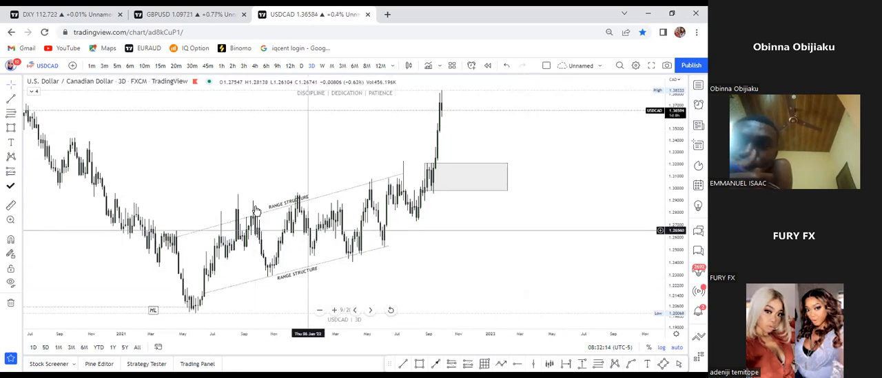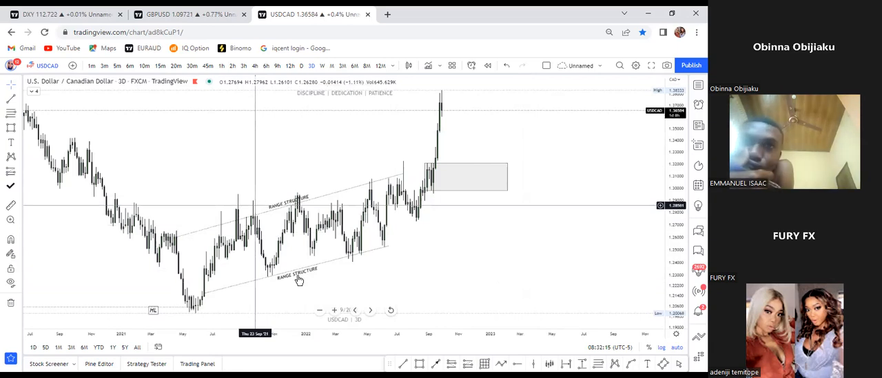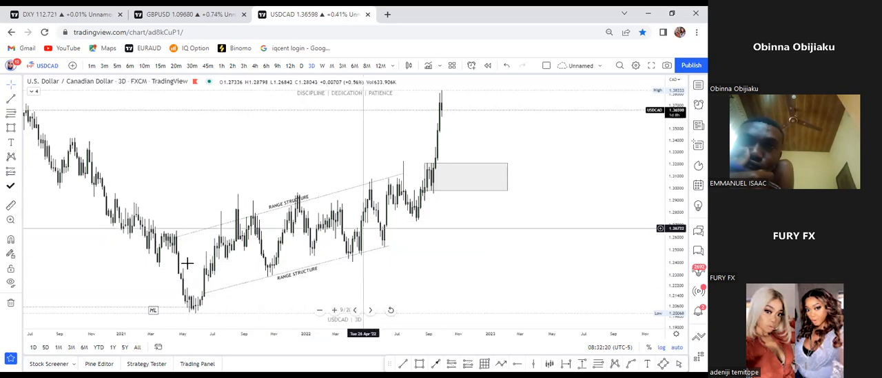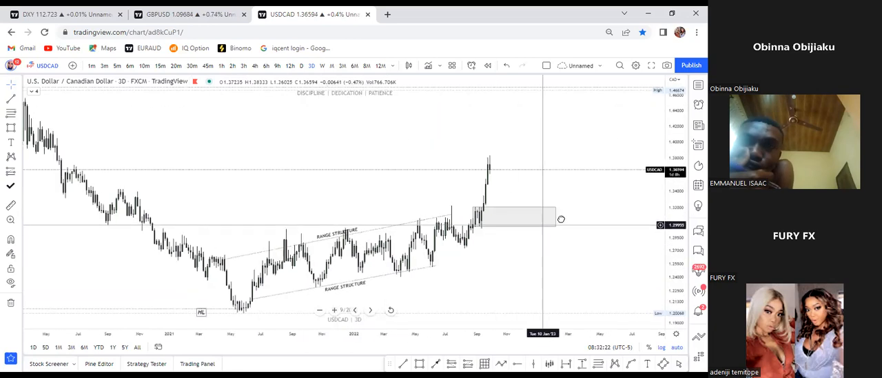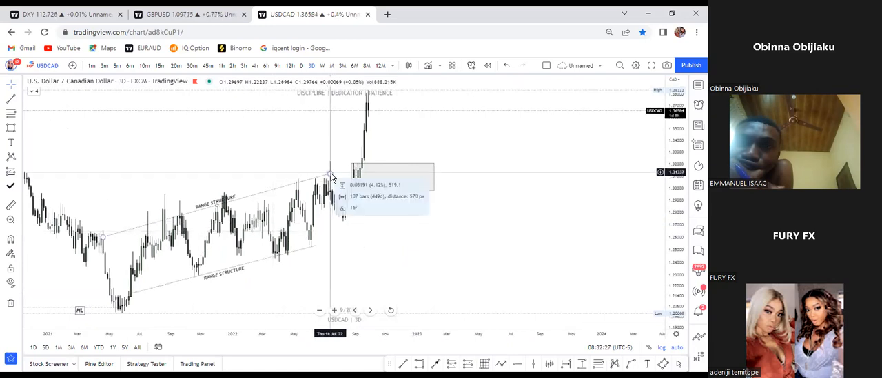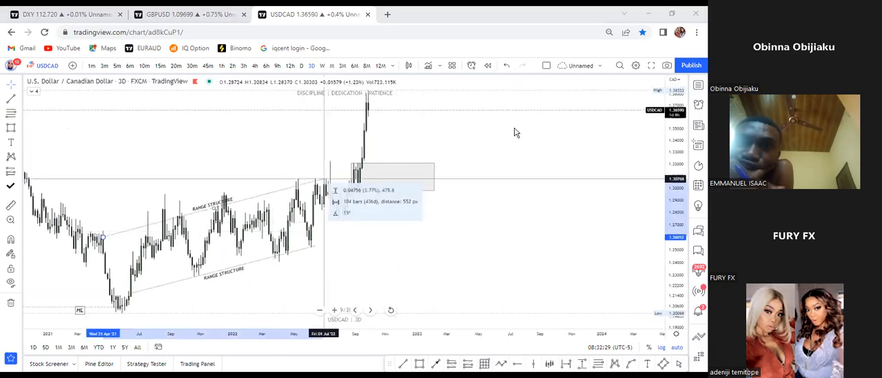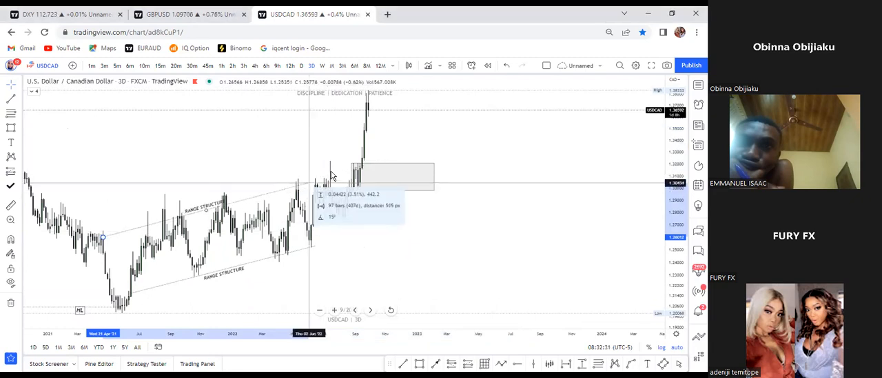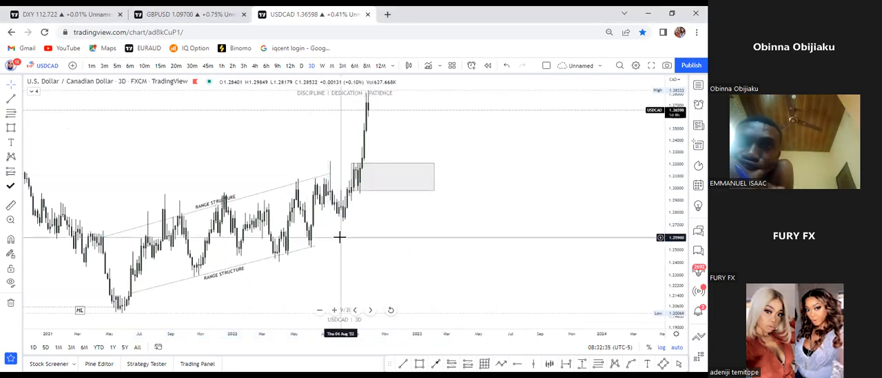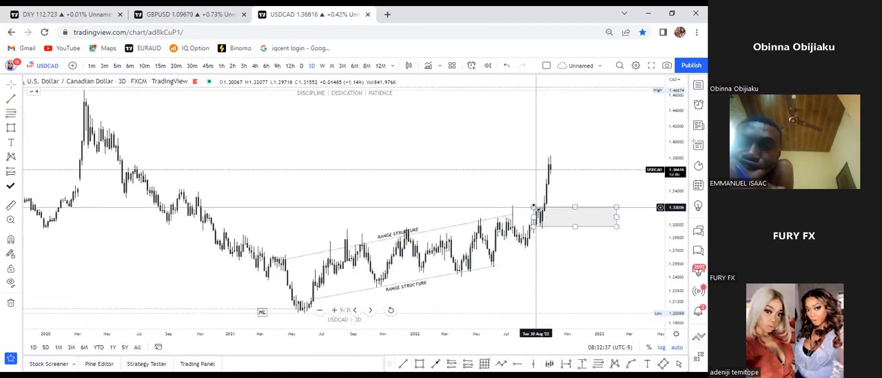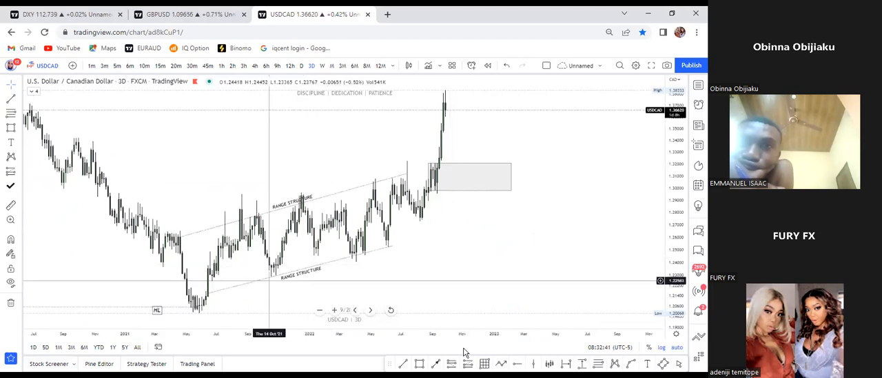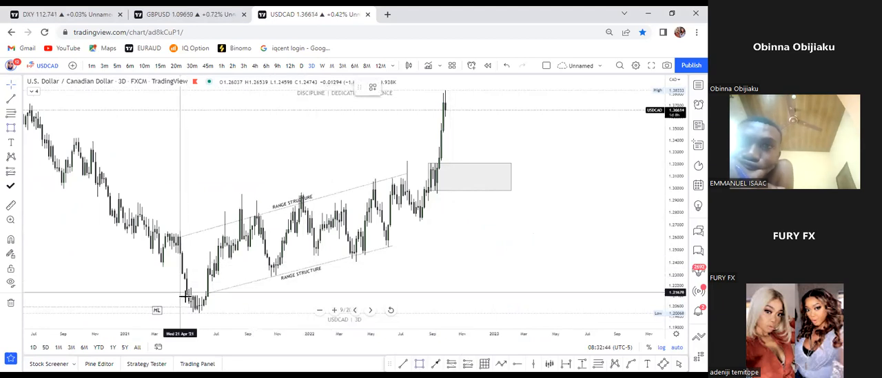Now, in a range structure, we have a premium and we have a discount. Price can move in a range structure for over 1 year, 2 years, 3 years, even 5 years. Price can move in a range structure even as far as 15 years.